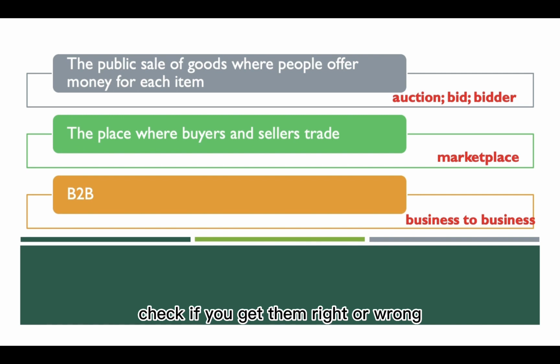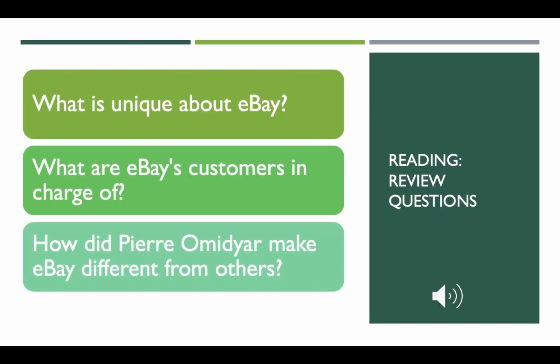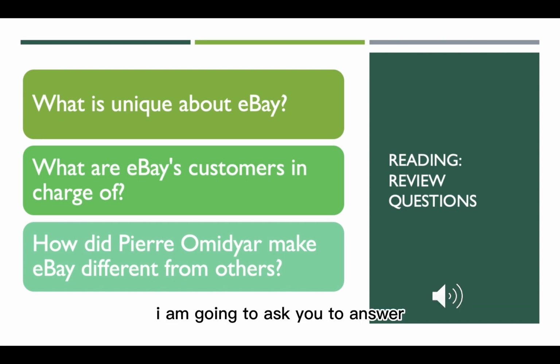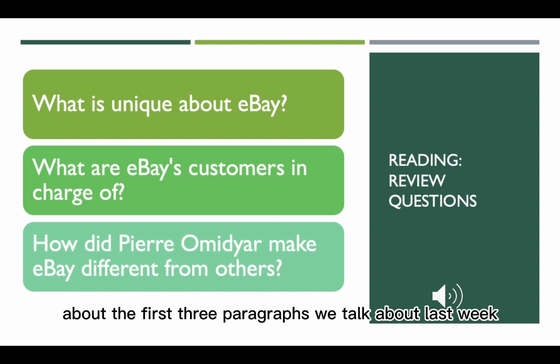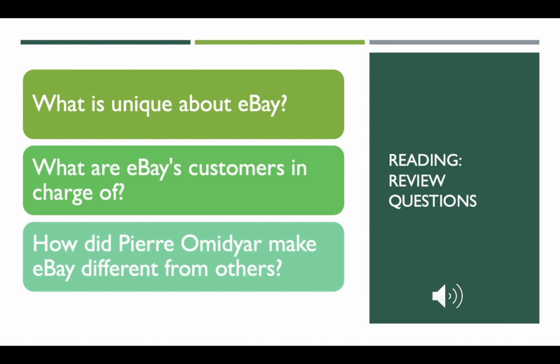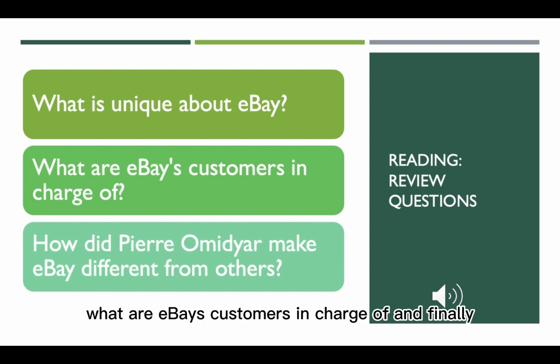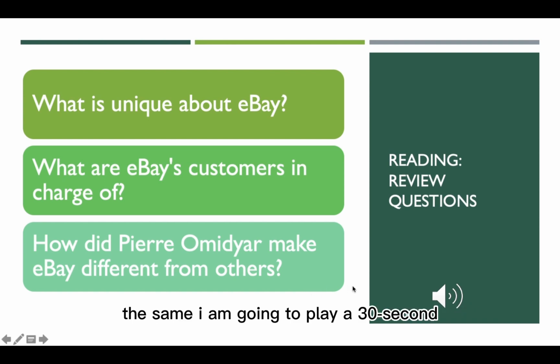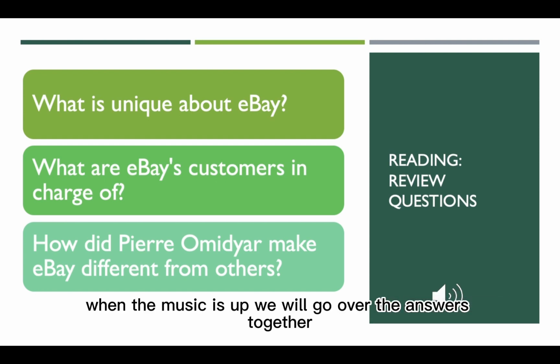Okay, before I move on to the new paragraphs of our reading, Going, Gone, I am going to ask you to answer these 3 questions about the first 3 paragraphs we talked about last week. Number 1, what is unique about eBay? What are eBay's customers in charge of? And finally, how did Pierre Omidyar make eBay different from others? The same. I am going to play a 30-second long music. When the music is up, we will go over the answers together.